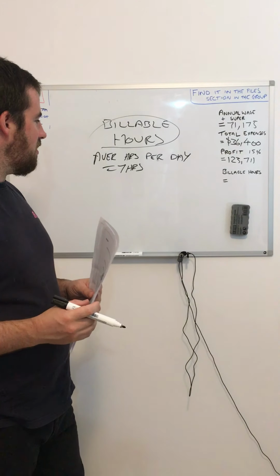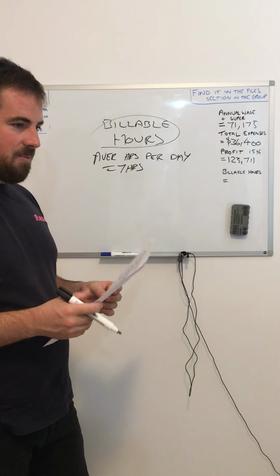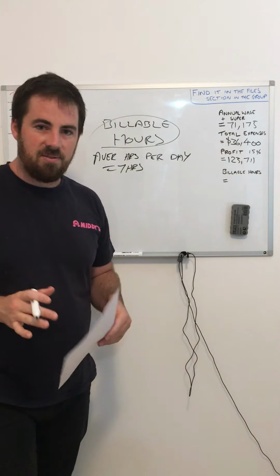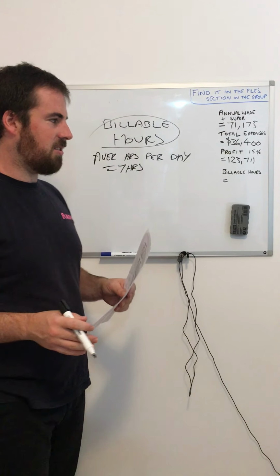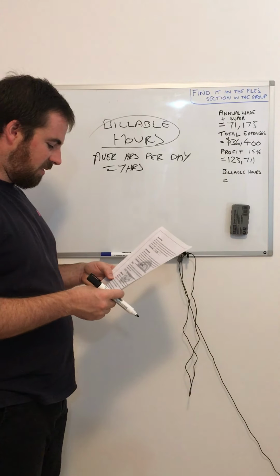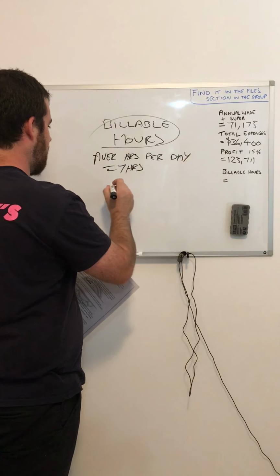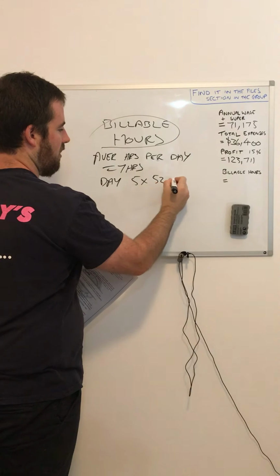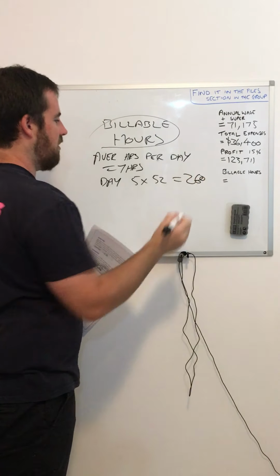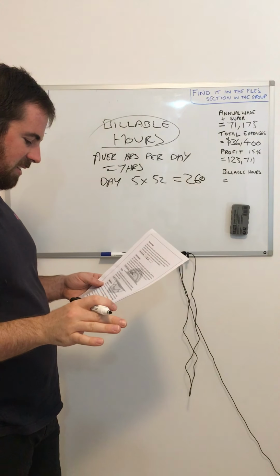Then you have to work out how many days of the year you're actually working. So to start with, we're going to say 5 days a week, 52 weeks of the year, because we want to cover that for our holidays later. So 5 times 52 equals 260. So that's the total days.